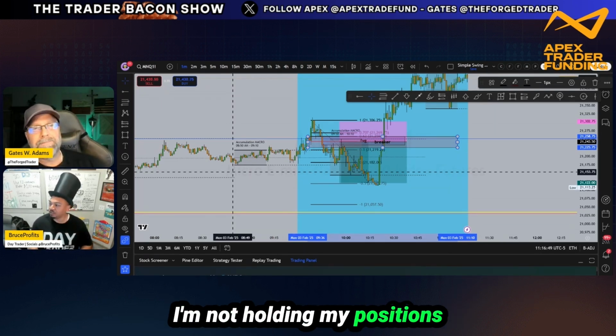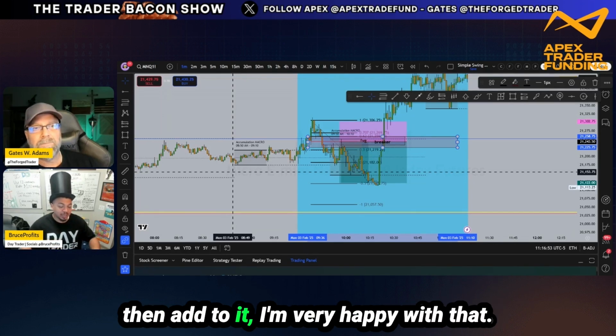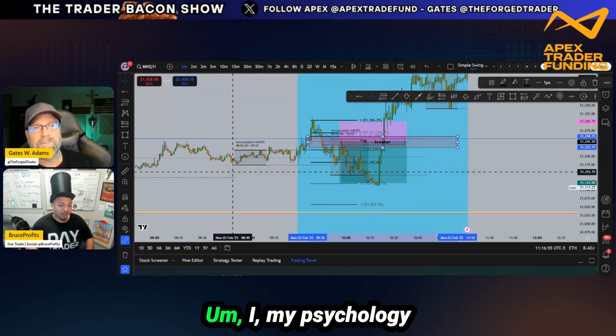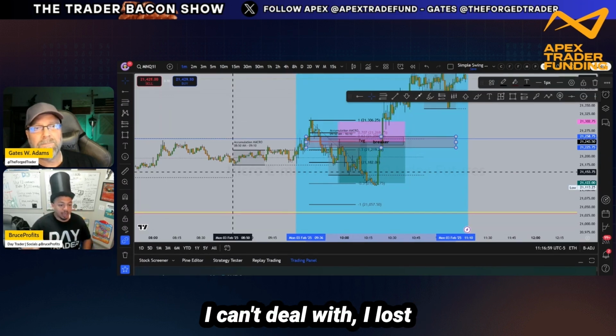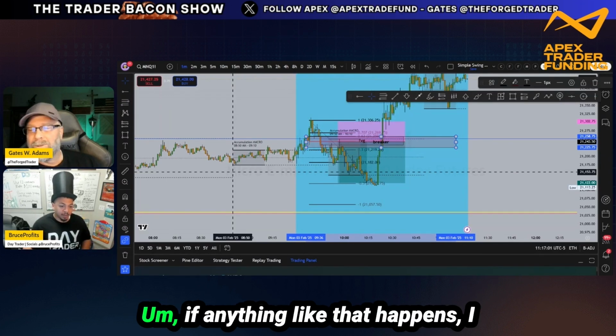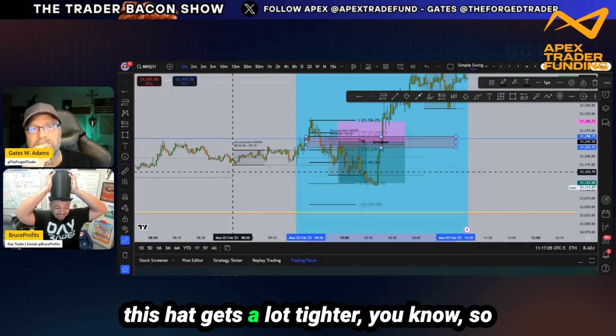I'm not holding my positions for an extensive period. As long as I can get that 1-to-1 and then add to it, I'm very happy with that. My psychology requires me to win a lot. I can't deal with, I lost every day this week. If anything like that happens, I immediately start reducing risk, and then this hat gets a lot tighter.